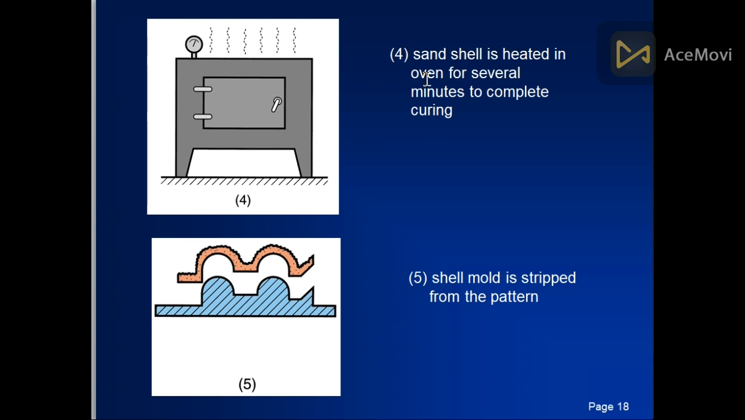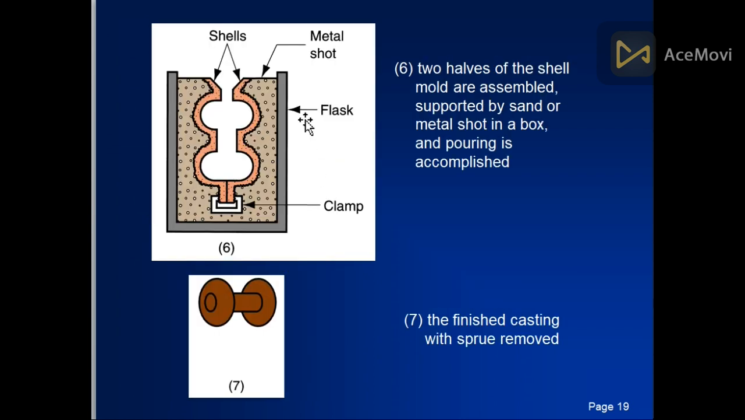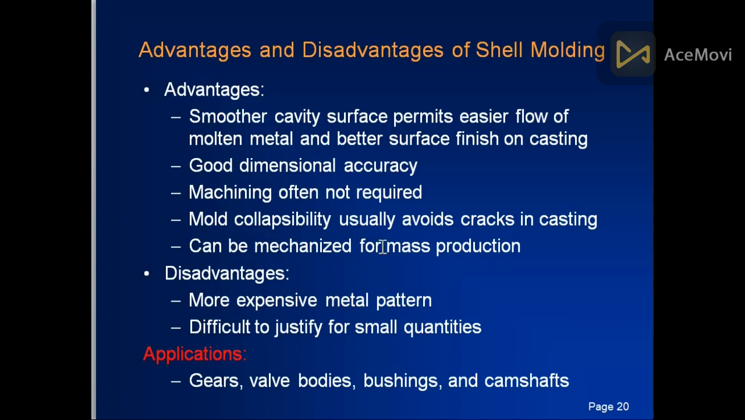Then we put the sand shell in a heated oven, and the shell mold is then stripped from the pattern. So we will get the mold. Similarly, we make the other half and combine it with the help of sand, and finally pour the metal into it, and we will get the final desired shape.